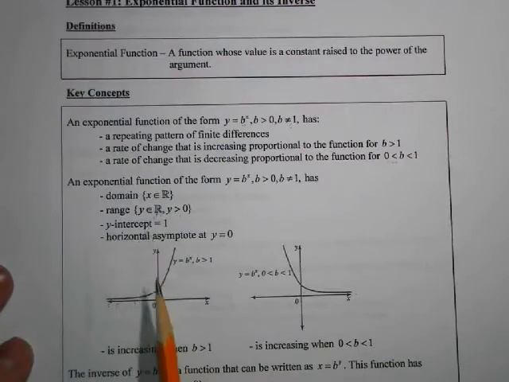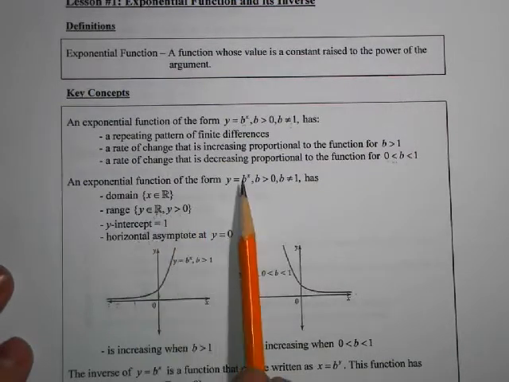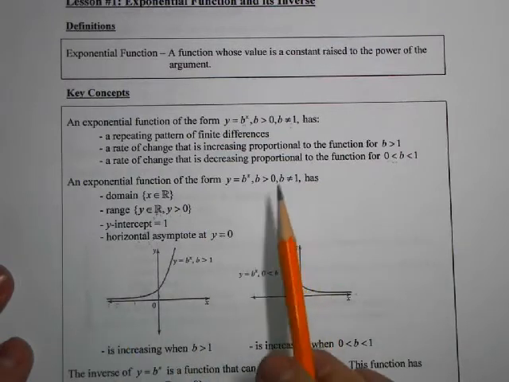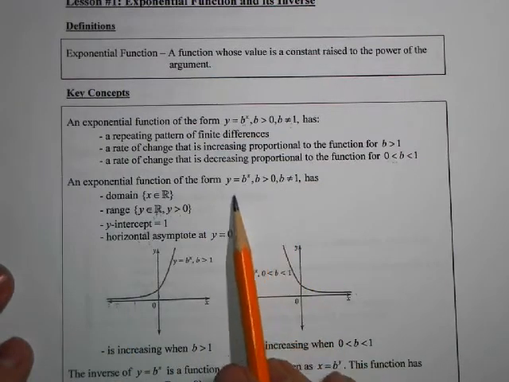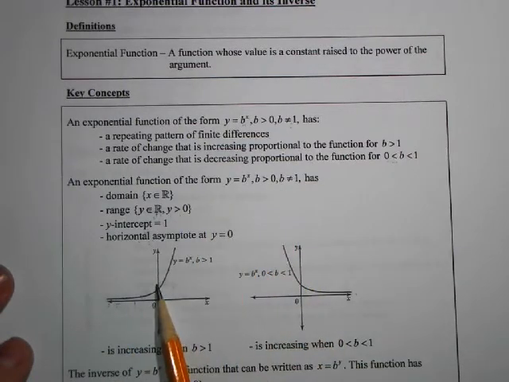They both also have a y-intercept of 1. If you think of the function, it would be base to the power 0. It doesn't matter what the base is. Anything to the power 0 is 1, whether that base is bigger than 1 or between 0 and 1 doesn't make a difference. So always y-intercept of 1. Obviously, it's not going to have any x-intercepts because it never crosses the x-axis.